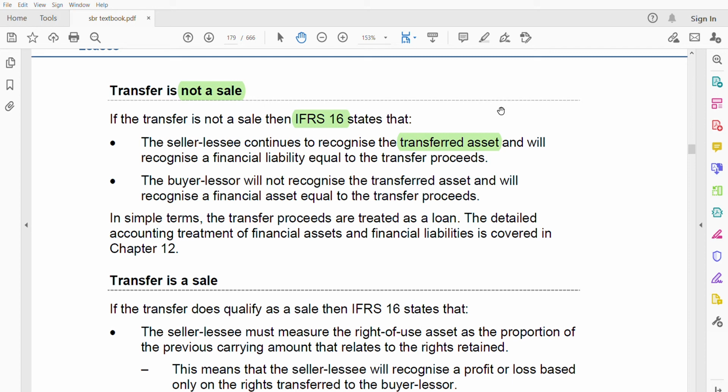Let me repeat again. You are the seller. You are selling an asset to someone, but it's not a sale actually. According to IFRS 15, it does not satisfy the criteria to be recognized as a sale. The asset goes from you to the lessor, the buyer, but you are still recognizing that transferred asset. It's not a sale, that's why. You're not selling it to the lessor. So you recognize the transferred asset, and a financial liability equal to the transfer proceeds, whatever proceeds were given to you.